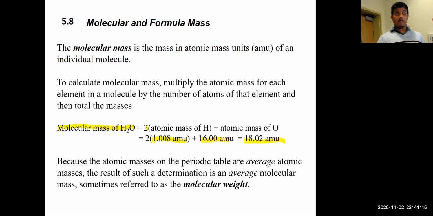Sometimes they look like fractions, like 1.008 and 16.00, because they are the average atomic masses calculated based on the natural abundances of their isotopes. Like oxygen has isotopes oxygen 17 and 18, and hydrogen has isotopes deuterium and tritium. Based on those abundances, we multiply with those fractions and the individual atomic masses, and we come up with this unique number. That's why they just look like fractions.